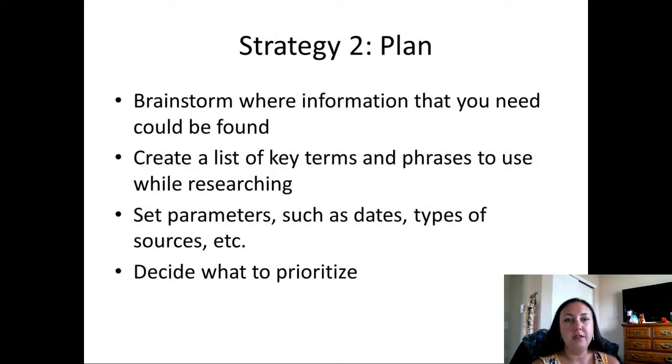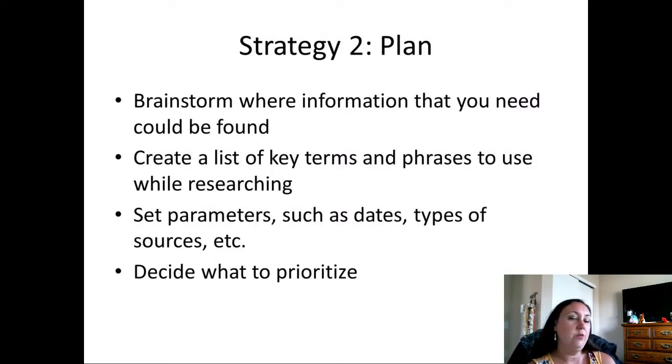Another piece of the plan is figure out what parameters you need to put in place. So for instance, if I'm looking for, same example, wages for a particular type of job, well, do I care if they're from now, as in 2019, estimated 2020? Do I want them to be 10 years old? And if so, why? So really think about those types of pieces. You might also consider if there are types of sources that are going to be more credible or more beneficial for you to find versus others.